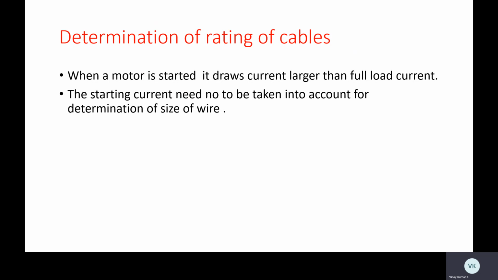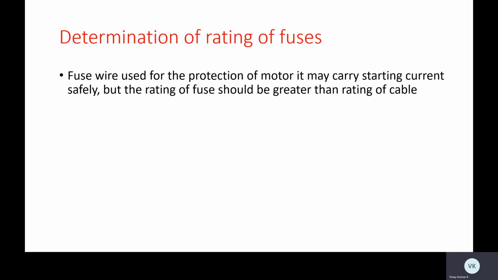By considering the starting current of the motor, we have to select the rating of the cable. Just by observing the current rating, we have to take the rating of the cables. So here in the motors, what happens? The starting current is very high compared to the load currents. So for that purpose, we have to consider the starting current for selection of the wire.